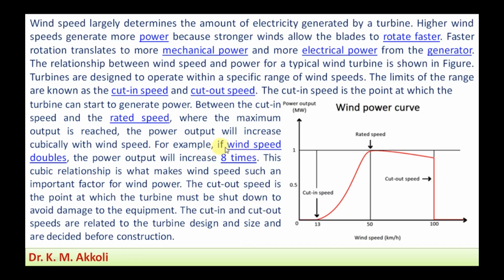As an example, if the wind speed doubles, the power output will increase 8 times because of the cubical relationship. This cubical relation makes wind speed such an important factor for wind power. Power is directly proportional to the cube of the velocity, so if the velocity increases twice, the power increases 8 times. That is why wind speed is a very important factor when considering wind power.